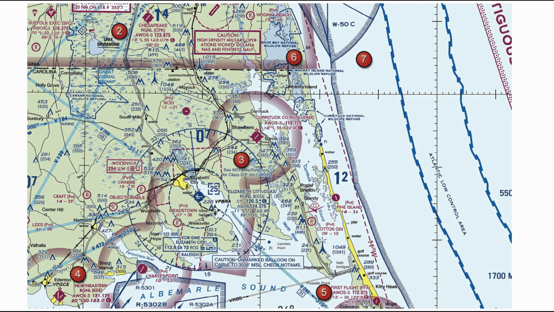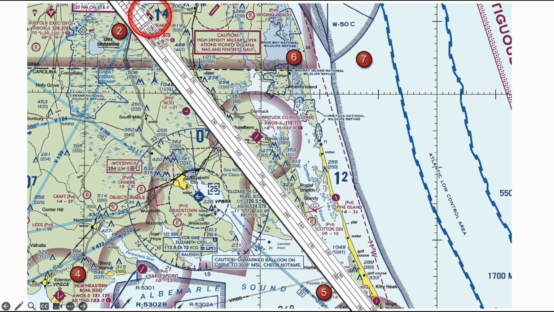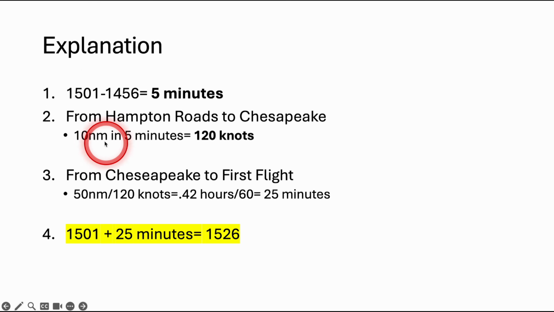Then what we want to do is measure between Chesapeake, which was right here, and First Flight. Using the scale at the top of the figure, you'll see that we get 50 nautical miles between those two airports. And if we put it all together, in the example, it took us 5 minutes to go from Hampton Roads to Chesapeake. So that measured distance was 10 nautical miles. We did that in 5 minutes, which comes out to 120 knots. So now we know our ground speed, and we can apply that to the next distance.